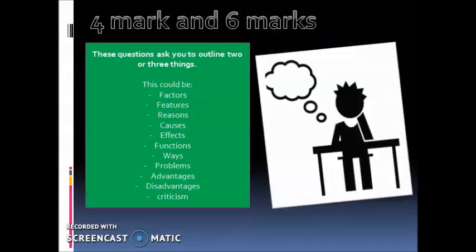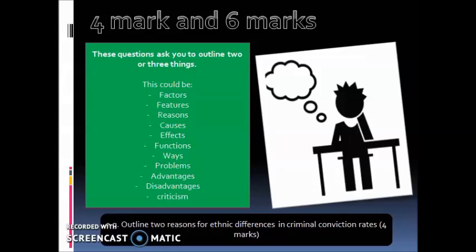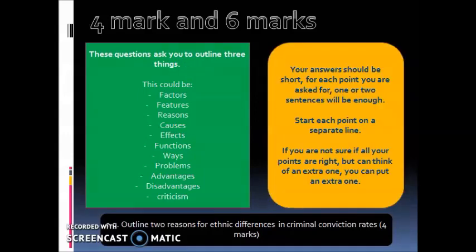mark. These questions will ask you to outline 2 or 3 things. They could be factors, features, reasons, cause, effect, functions, ways, problems, advantages, disadvantages, and criticisms. For example, outline 2 reasons for ethnic differences in criminal conviction rates. Your answers should be short. For each point you are asked for, 1 or 2 sentences will be enough.